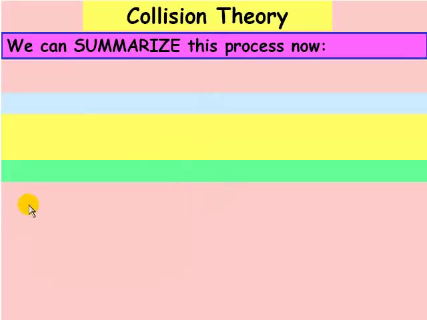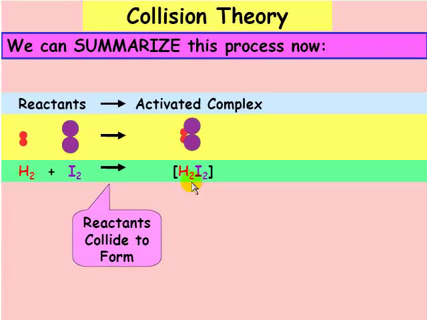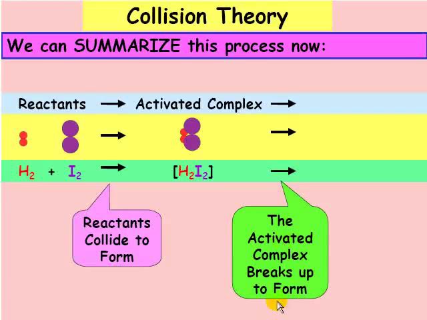We can summarize this whole process now. The reactants, H2 and I2, collide to form the activated complex, H2I2, an unstable arrangement. The activated complex then breaks up to form the products, two molecules of HI.